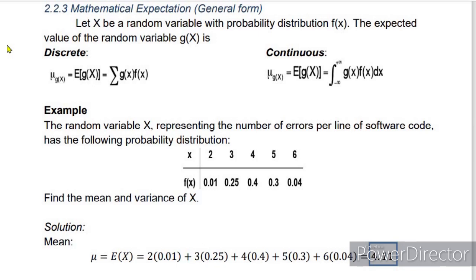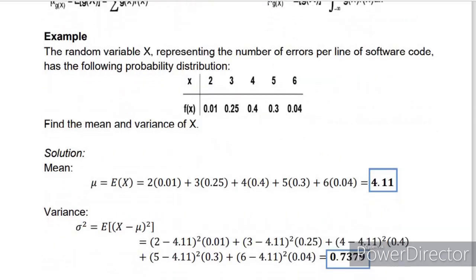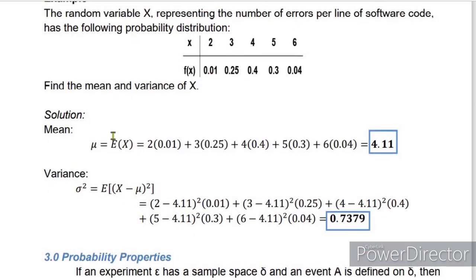So for example, a random variable x representing the number of errors per line of software code has the following probability distribution. We have the random variables here: 2, 3, 4, 5, 6. Then they have their corresponding probability distribution, which is f of x. For 2 there is 0.01, for 3 there is a 0.25 probability, and for 6 there is 0.04. Find the mean and variance of x.